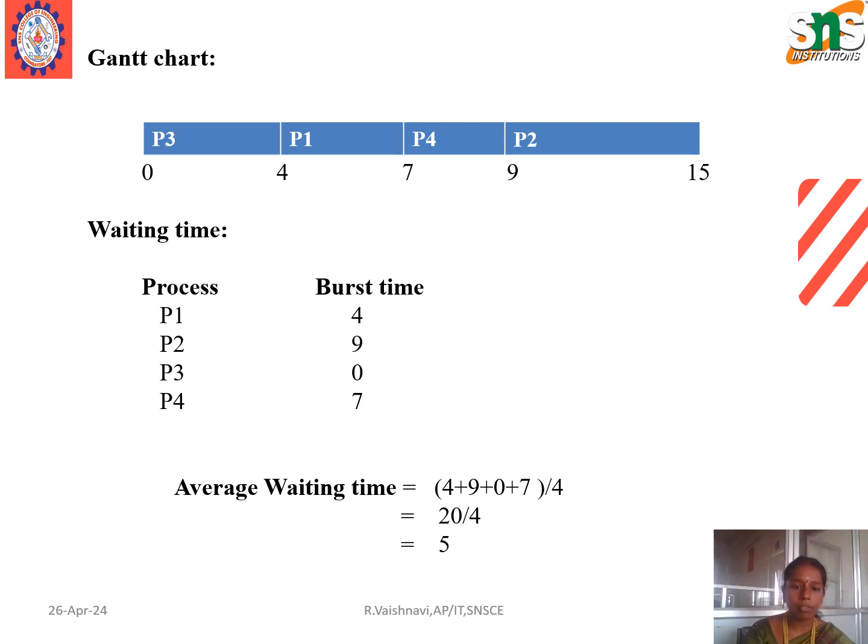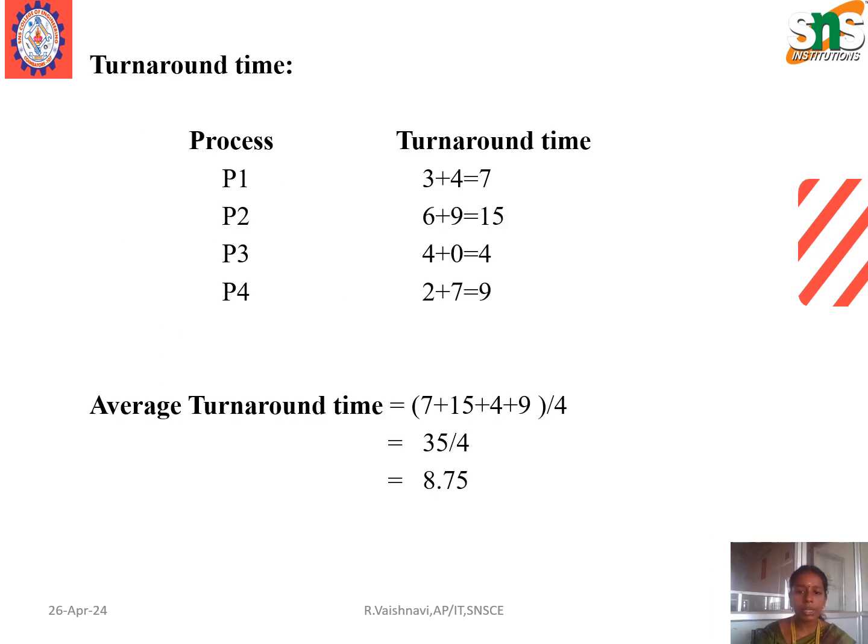For calculating the waiting time, for process 1 the time is 4. Next for process 2, the time is 9, and for process 3, the time is 0, and for process 4, the time is 7. For calculating the average waiting time, we have to add these 4 values and divide by 4. So 4 plus 9 plus 0 plus 7 divided by 4, that is 20 divided by 4, is equal to 5. Next one, turnaround time.